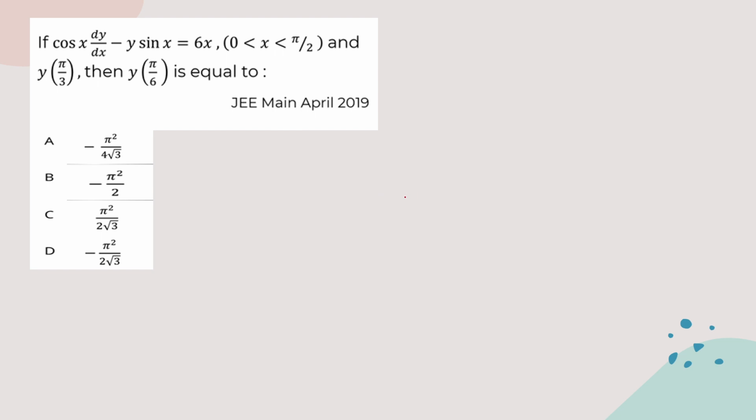You can see the first question that has been asked. It was asked in the exam in 2019. It says that if cos x dy by dx minus y sin x is equal to 6x, where x belongs to 0 to pi by 2, and one condition is given. They are asking to find y of pi by 3, and then they are also asking to find y of pi by 6. So let's solve this question.